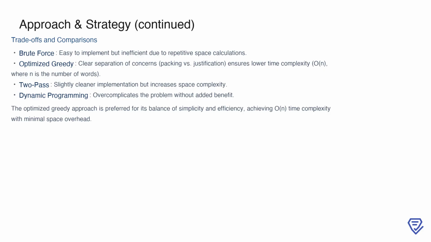The two-pass approach offers a slightly cleaner implementation by separating the line breaking and justification steps completely. However, this comes at the cost of increased space complexity, which can be undesirable for large inputs. Finally, while dynamic programming could theoretically minimize uneven space distribution, it overcomplicates the problem without providing significant benefits, especially since the prompt explicitly requires a greedy approach to packing. By focusing on simplicity and efficiency, the optimized greedy approach achieves O(n) time complexity with minimal space overhead, making it the ideal solution for this problem.